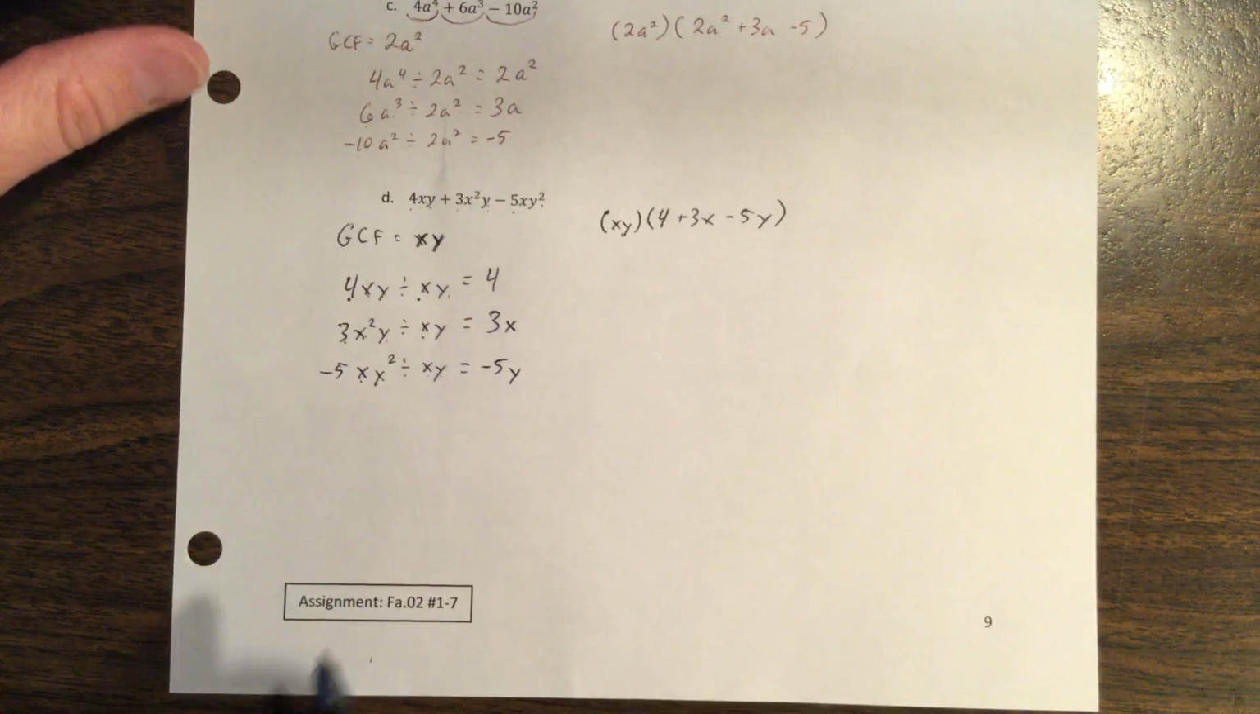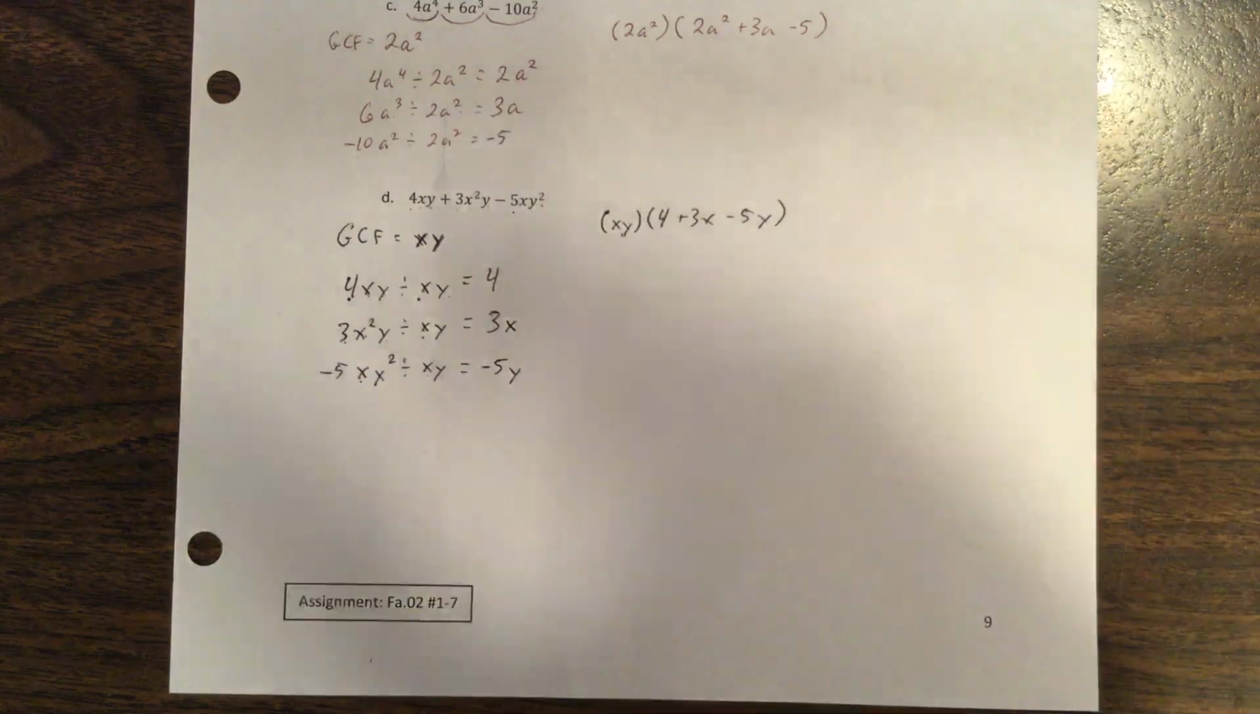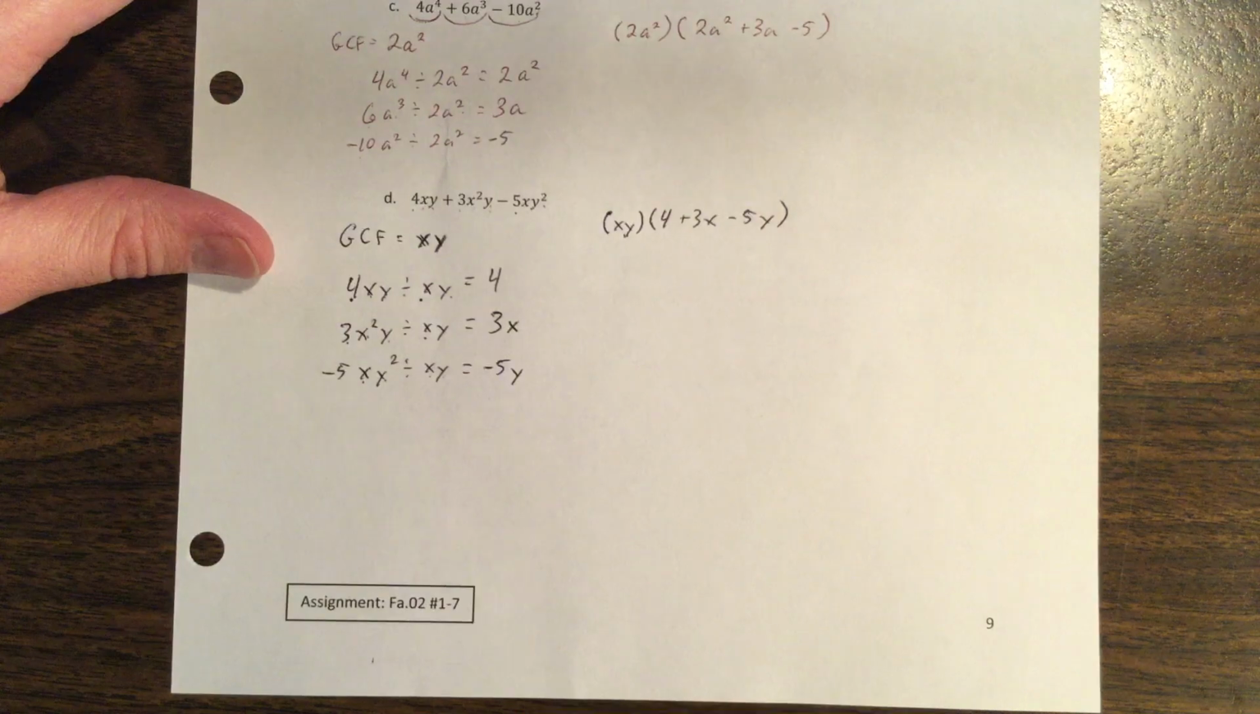The assignment I'd like you to look at here is FA.02, numbers 1 to 7. It deals with factoring polynomials, and it starts with the basic polynomials and then moves its way to slightly more complicated polynomials as you go.